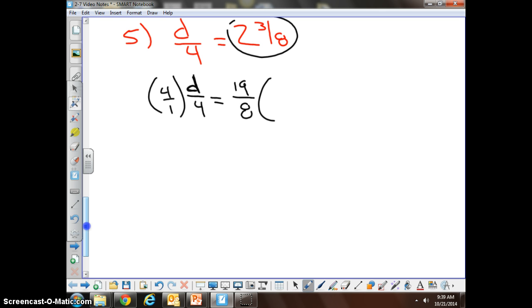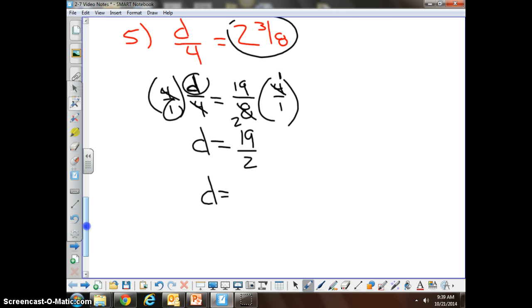And if we do that to the left side, we need to do that to the right side. This 4 cancels, this 4 cancels. We're left with D over 1, which is D, equals 19/8 times 4 over 1. The 8 and the 4 have a common factor of 4. 4 divided by 4 is 1. 8 divided by 4 is 2. 19 times 1 is 19. 1 times 2 is 2. Your final answer is 19/2. That is an improper. Answers always need to be in mixed number form. So we have got 9 1/2 for our final answer.